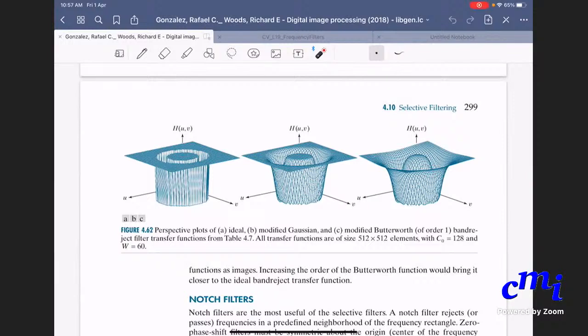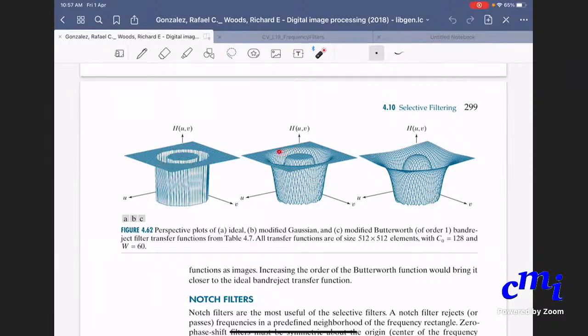This one comes from the formula for the ideal low pass filter. This comes from the Gaussian filter, and this comes from the Butterworth filter. So the perspective plots themselves sort of tell you how the action is going to be. So these are very sharp filters, right? These are cutting off the frequencies very sharply.